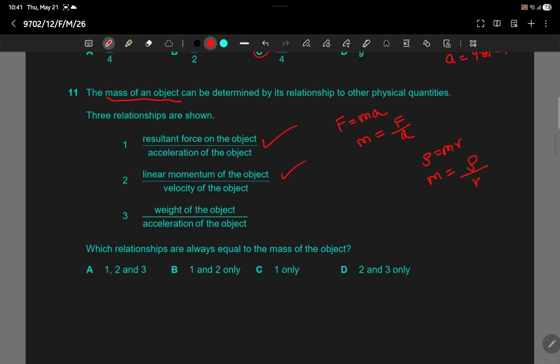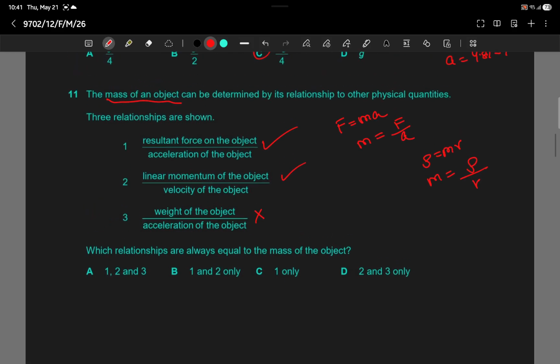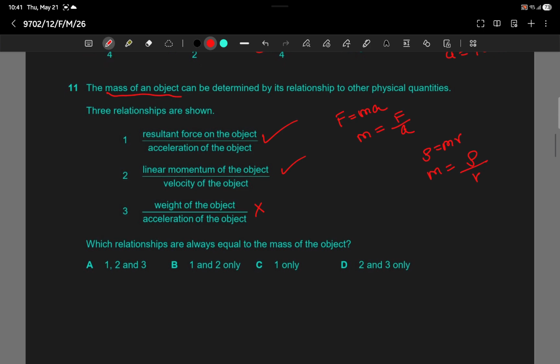Now weight of an object by the acceleration of the object. That is not true. This is true only when the object is in free fall. Right. Not always the case. So 1 or 2 is always the case. Hence the answer should be B.